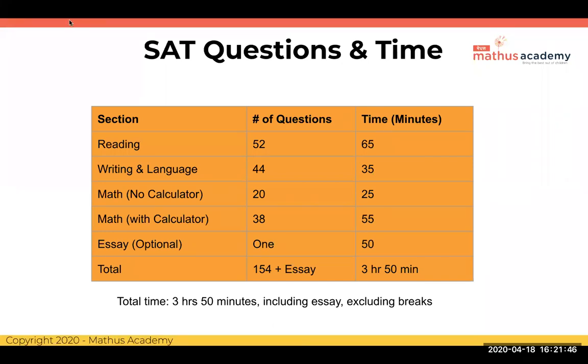And they always come in the same order. The first one is always reading. There are 52 questions in that, and there's 65 minutes. So an average of 75 seconds per question, a little bit over a minute. They're always given in the format of passages, different passages from different fields. Some passages will be from science, some from history, some from literature, etc.